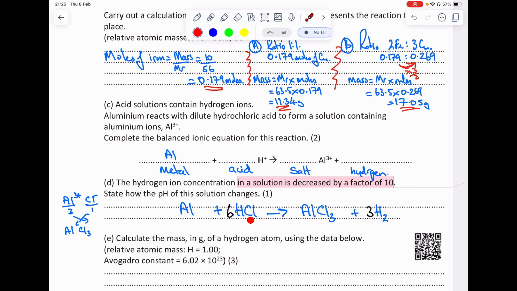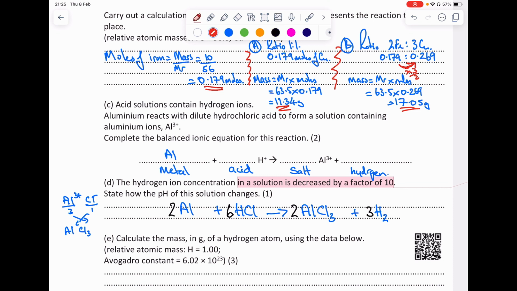This is 6 hydrogens, but there's also 6 chlorines. So I've got 3 here already. So if I put a 2 there, that would give me 6 chlorines, 2 aluminiums. So I need to put a 2 here to give myself 2 of those. Okay. Now that is the balanced equation, but this question wants to give the ionic equation.